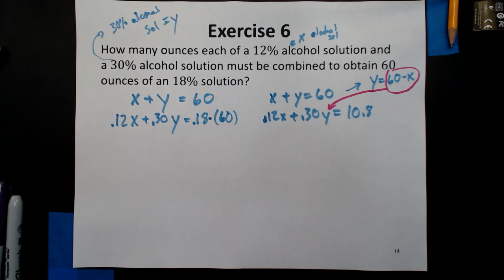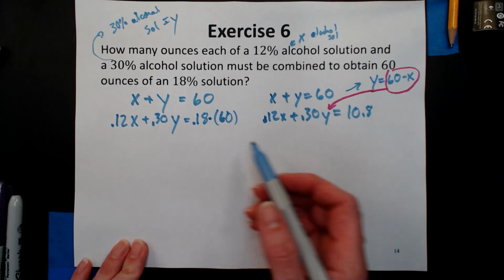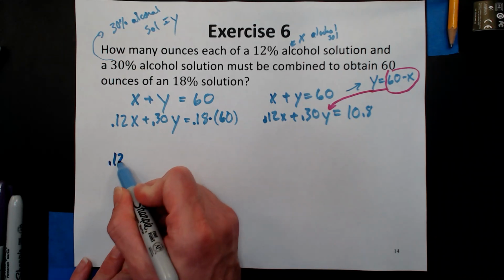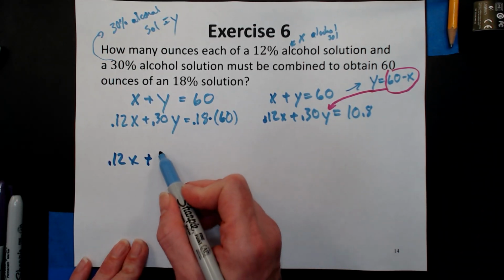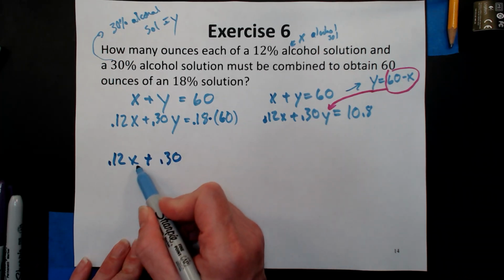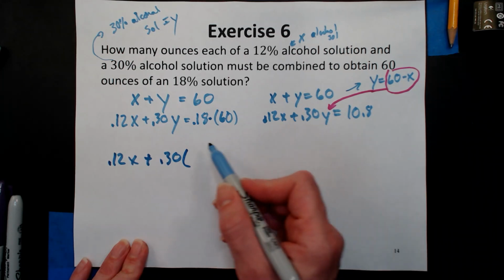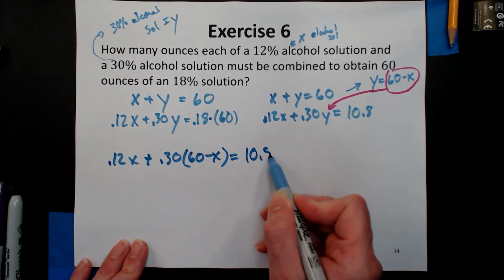Be wary of those fractions, because like I said, once you start getting fractions and decimals, there's fractions and decimals all over the place. Here I'm not changing anything. I'm going to keep the decimals here because they're nice terminating decimals. So now I'm going to have 0.12x plus 0.30, and then that used to be y, now changed to 60 minus x, and that's going to equal 10.8.